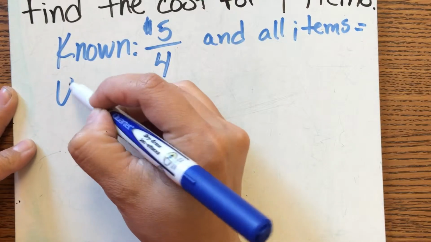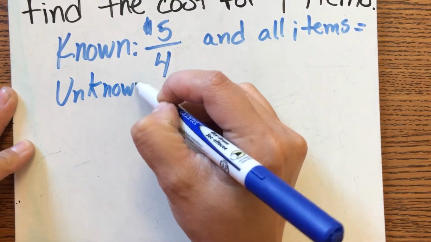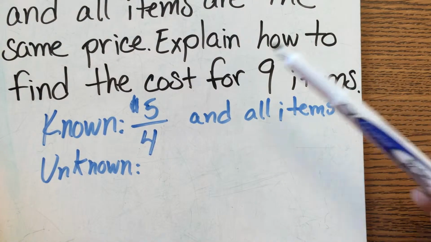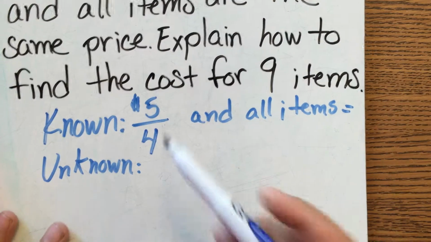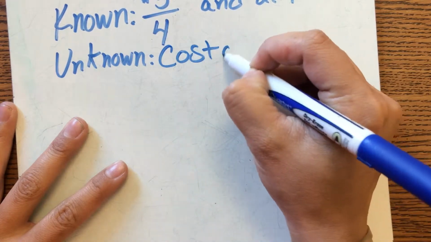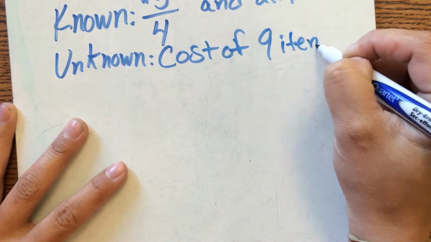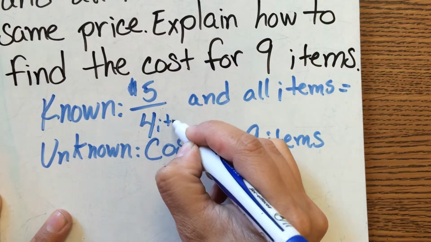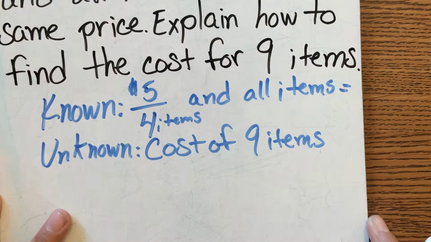Here's what unknown is. The question is, explain how to find the cost for 9 items. So we don't know the cost of 9 items. Okay? This is 4 items for $5. How do we solve this?